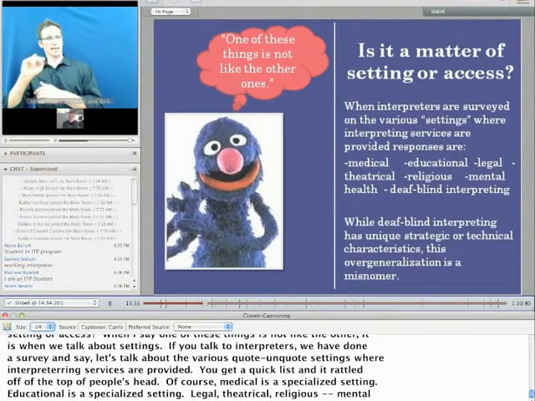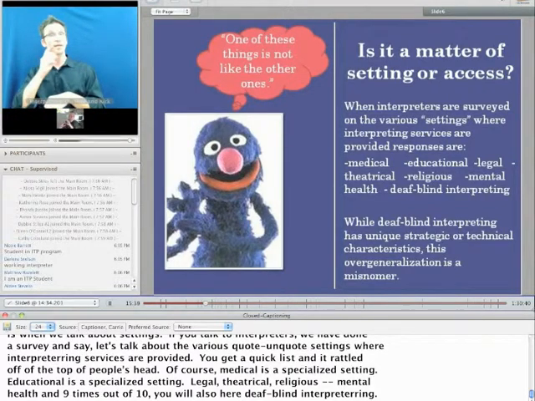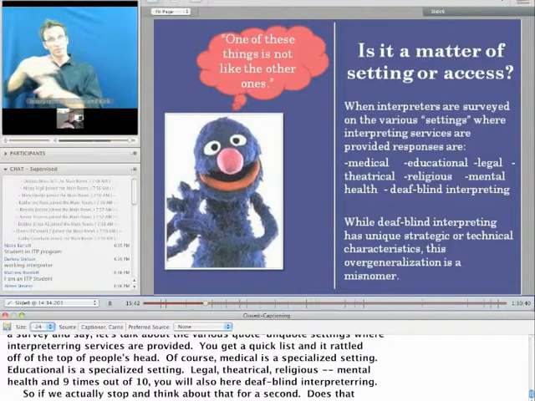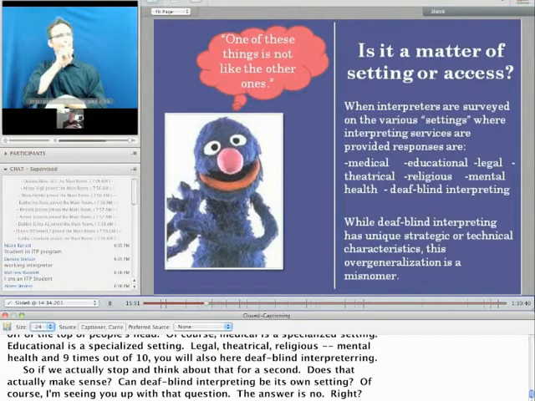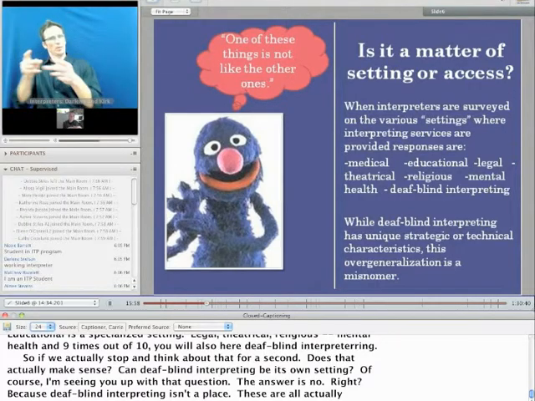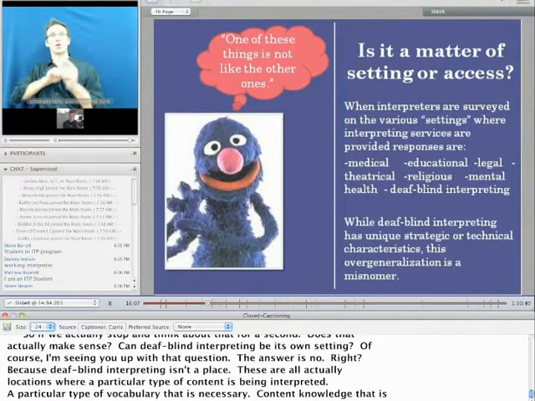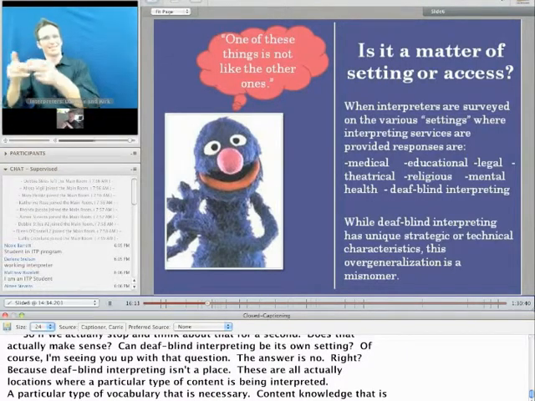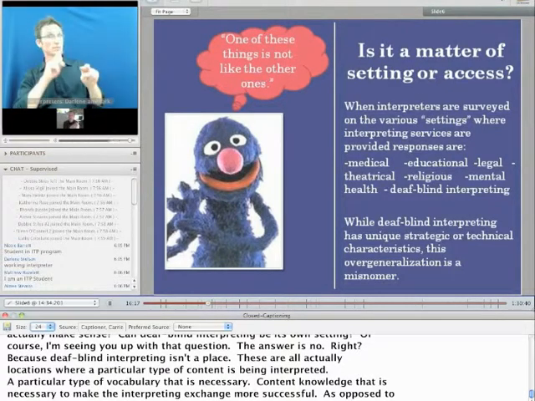So if we actually stop and think about that for a second, does that actually make sense? Can deaf-blind interpreting be its own setting? And of course, I'm setting you up with that question. The answer is no, right? Because deaf-blind interpreting isn't a place. These are all actual locations where a particular type of content is being interpreted, with specific vocabulary and content knowledge necessary to make that interpreting exchange more successful, as opposed to deaf-blind interpreting. And so we want to talk about that. We need to start thinking about this concept of deaf-blind interpreting a little differently.